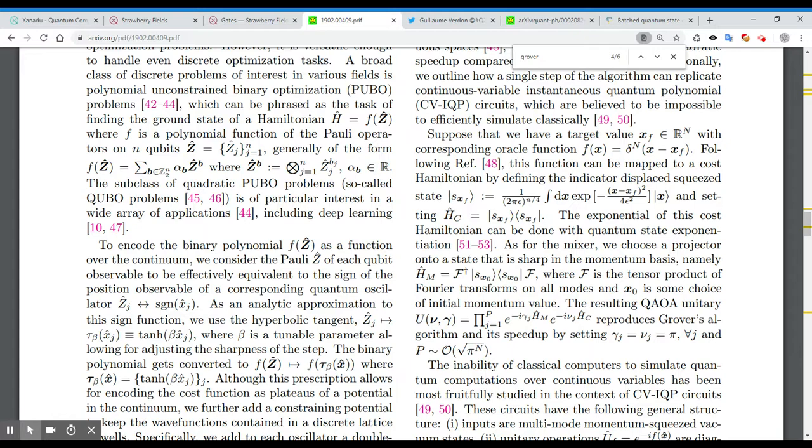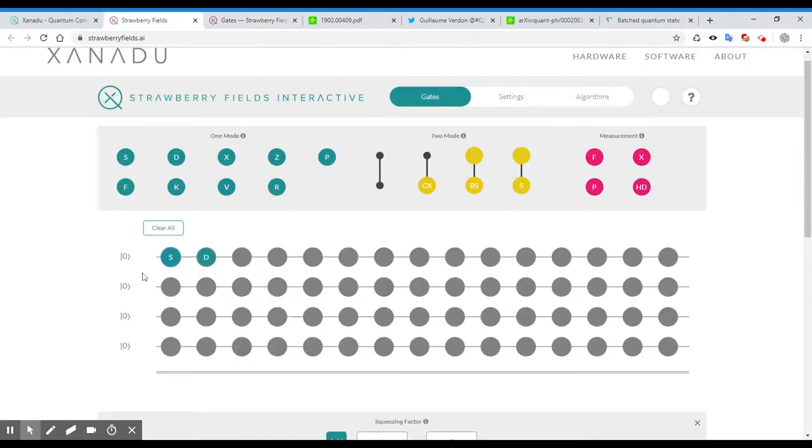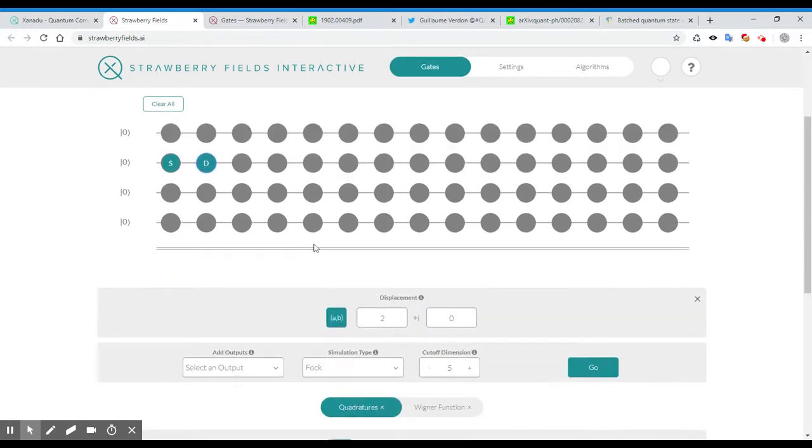Then there's the mixer, which is the Fock... what am I saying? The Fourier transform. But I'm still... So we need to start. Let me put this here. A really wide Gaussian, that's what we need. That's the starting point.